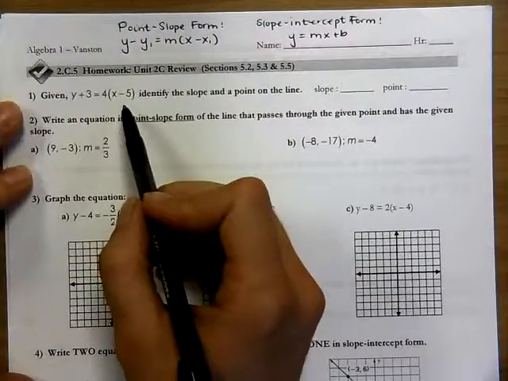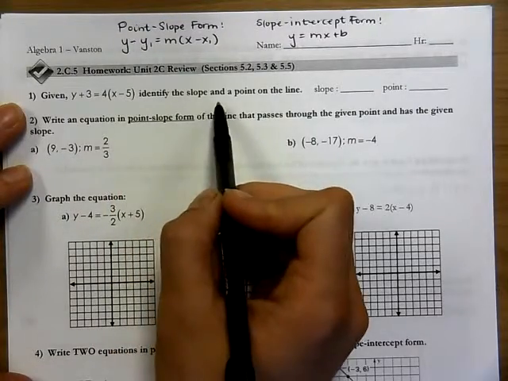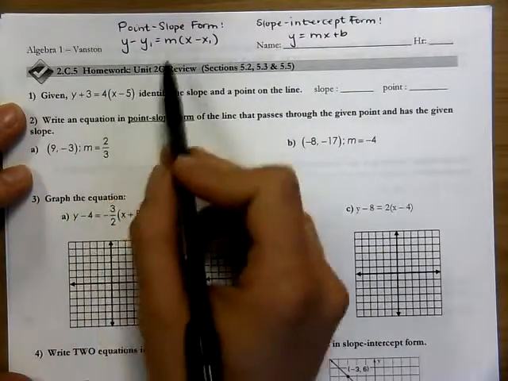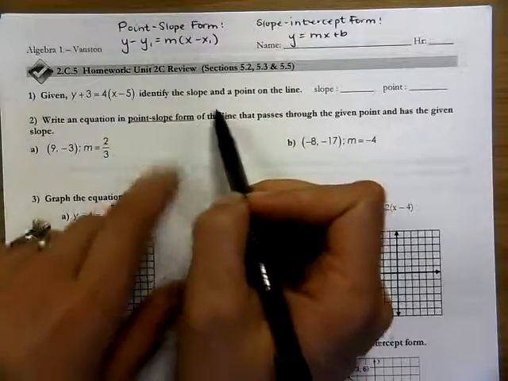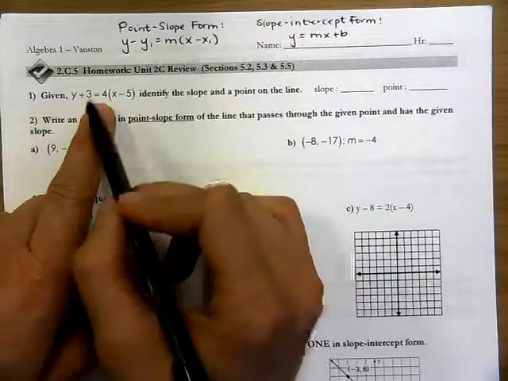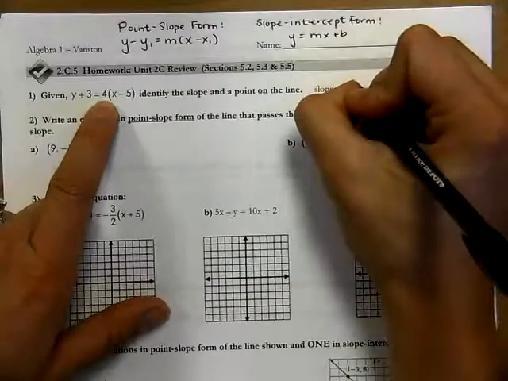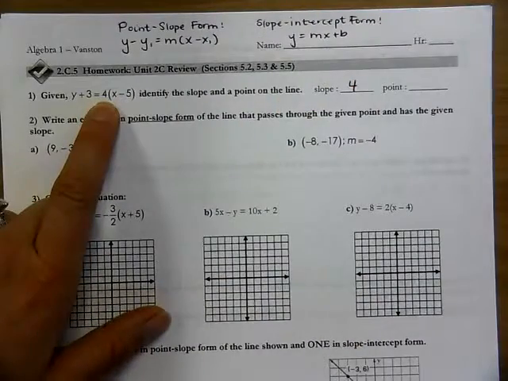Now number 1 says we have this equation and I want to identify the slope and a point on the line. Because this is in point-slope form, I can identify a point and the slope from the line. I know that the slope is my m, so that's what's right in front of that x. So the slope is just 4. It's not 4x, it's just 4.